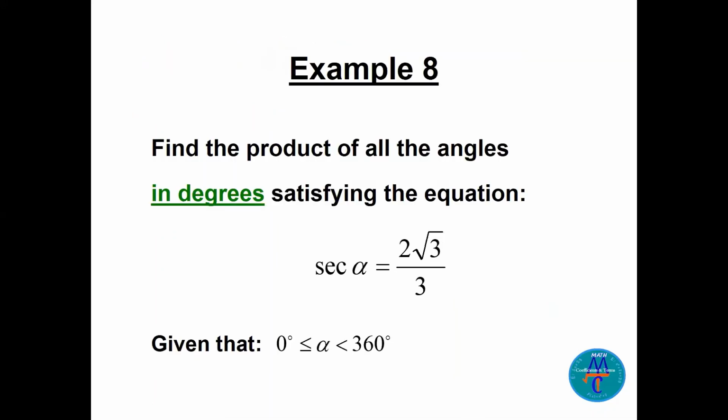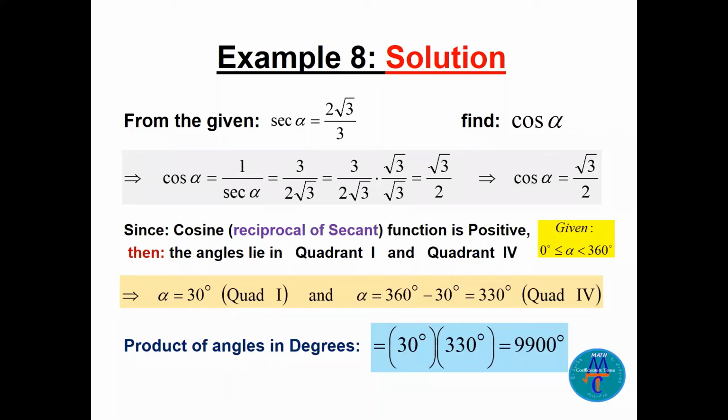Now find example 8 here. Find the product of all the values of the angles in degrees satisfying the equation. Secant alpha is equal to square root of 3 over 3, given that alpha is between 0 and 360. So from the given here, we see secant of alpha is equal to square root of 3 over 3.